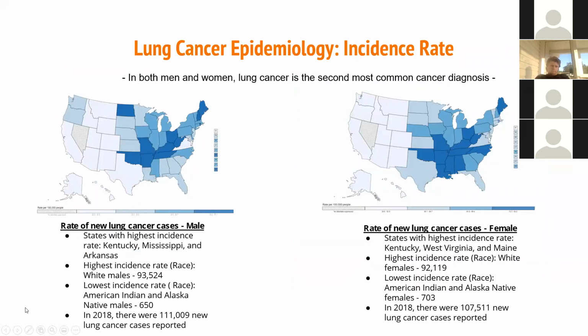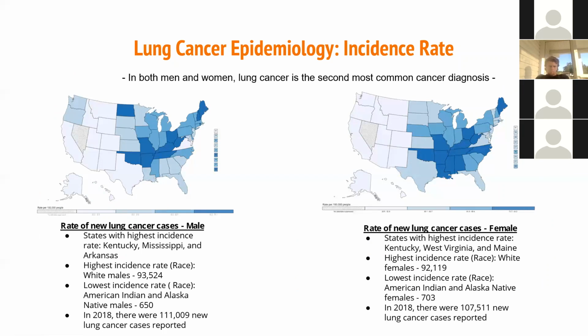So this section is the lung cancer epidemiology, and we will be talking about the incidence rate. In both men and women, lung cancer is the second most common cancer that is diagnosed within America. For the males, the rate of new lung cancer cases had the highest incident rates in Kentucky, Mississippi, and Arkansas. Kentucky had 93.2%, and Mississippi had 91.2%, and Arkansas had 90.6%.